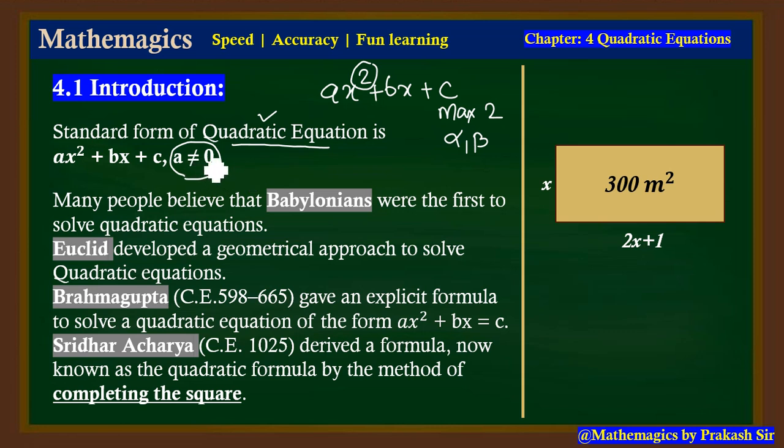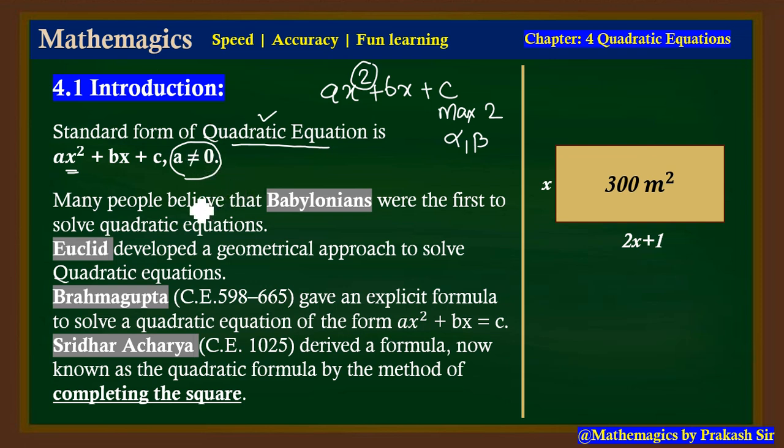Suppose a is equal to 0, then 0 into x square becomes 0. Here, the first term, that is ax square, is giving us 0. So the remaining part becomes bx plus c, which is a linear equation. To make it the standard form of the quadratic equation, we must have the x square. So how will x square be there when a is equal to 0? I hope, my dear friends, we have understood.